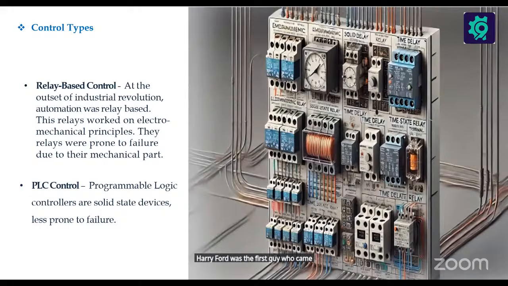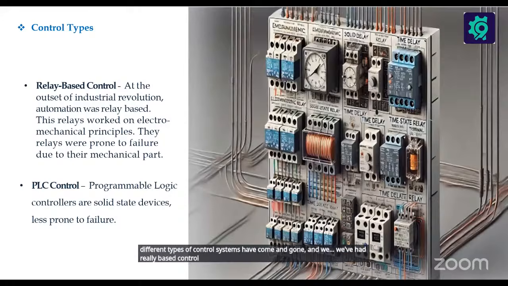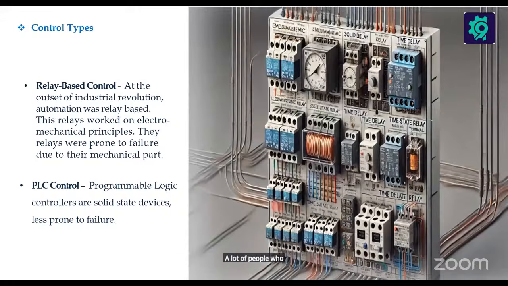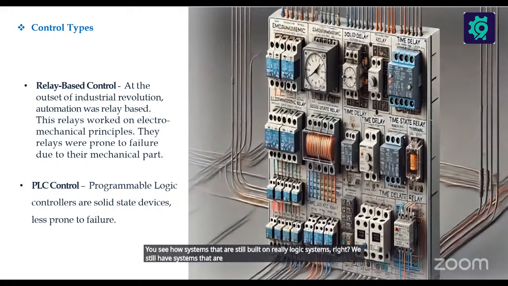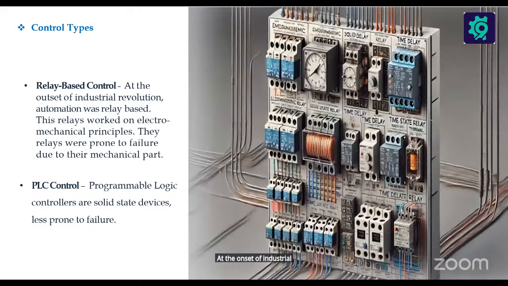After all of those periods, different types of control systems have come and gone. And we've had relay-based control systems. In fact, these days we still have systems that are built on relay logic systems. Even the concepts behind PLC control came from the idea of relay-based control systems. So at the onset of the industrial revolution, automation was relay-based, basically.